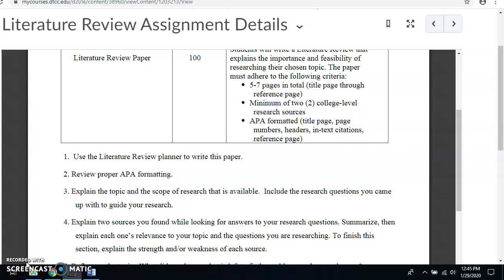You're going to have a minimum of 2 college level research sources, and those absolutely could and it probably should be the sources that you found already and did your source evaluations on, unless you want to change one because after looking at it and evaluating it, you realize that maybe it's not a great source to include in a paper. APA formatted, so with the title page, page numbers, headers, and in-text citations, and a reference page.